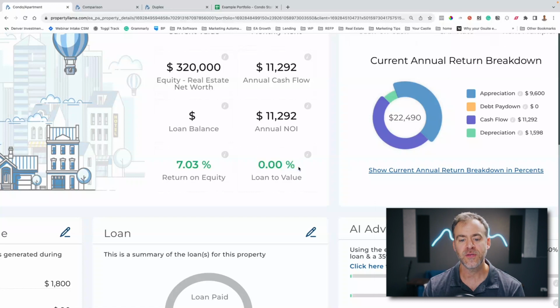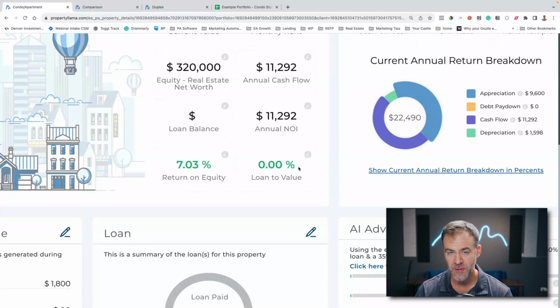Now, this loan to value on this property is 0%. That means there's no mortgage. The property is completely paid off. So, huge congratulations to this investor for having the discipline to pay down this property. And that's what a lot of people are taught to do, is buy a property, pay it down.